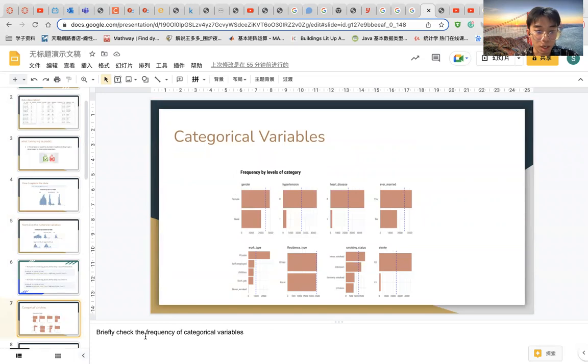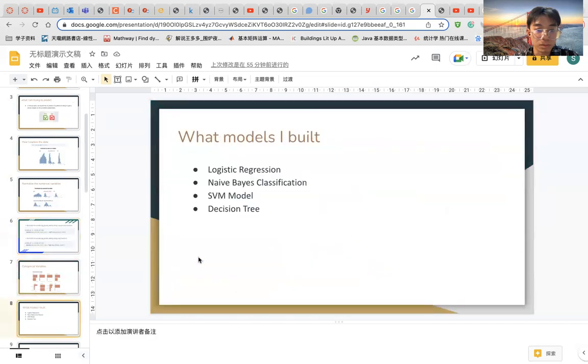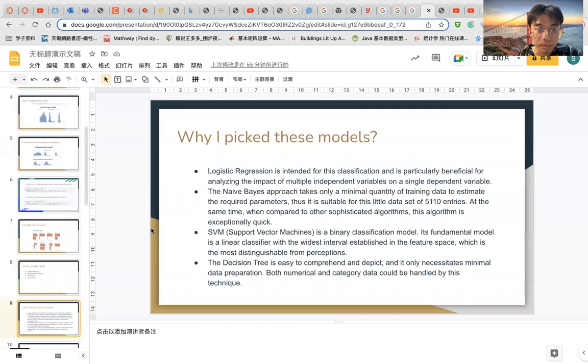Then I check the categorical variables. So in my project, I built 4 models. The first one is logistic regression. The second one is naive Bayes classification. The third one is support vector machine. And the last one is decision tree. So why did I pick these models?